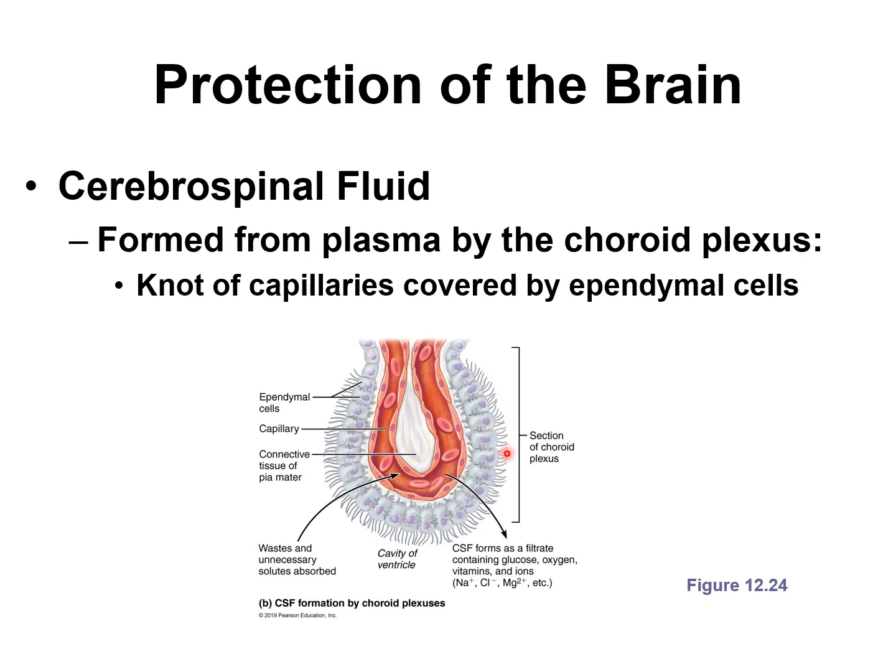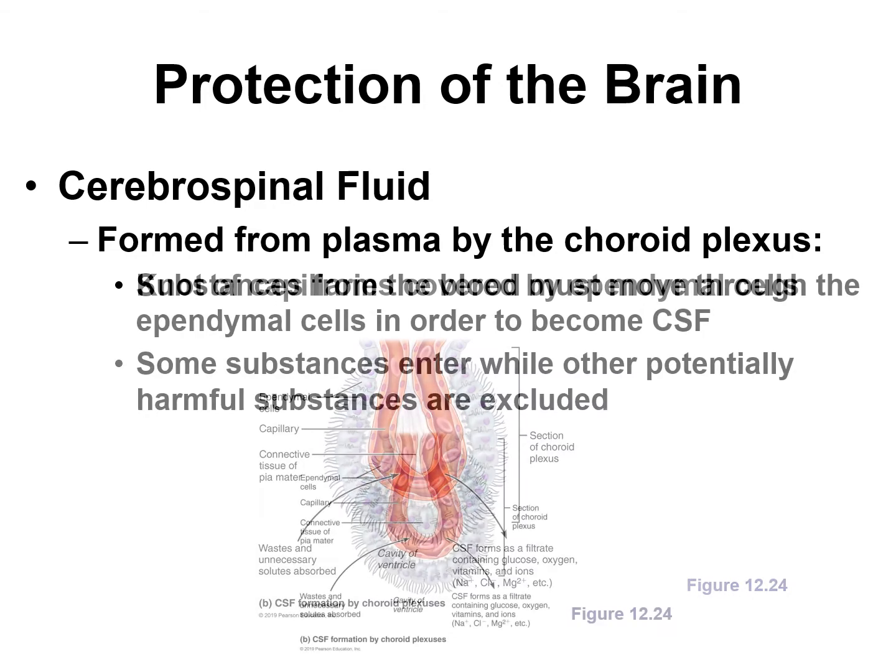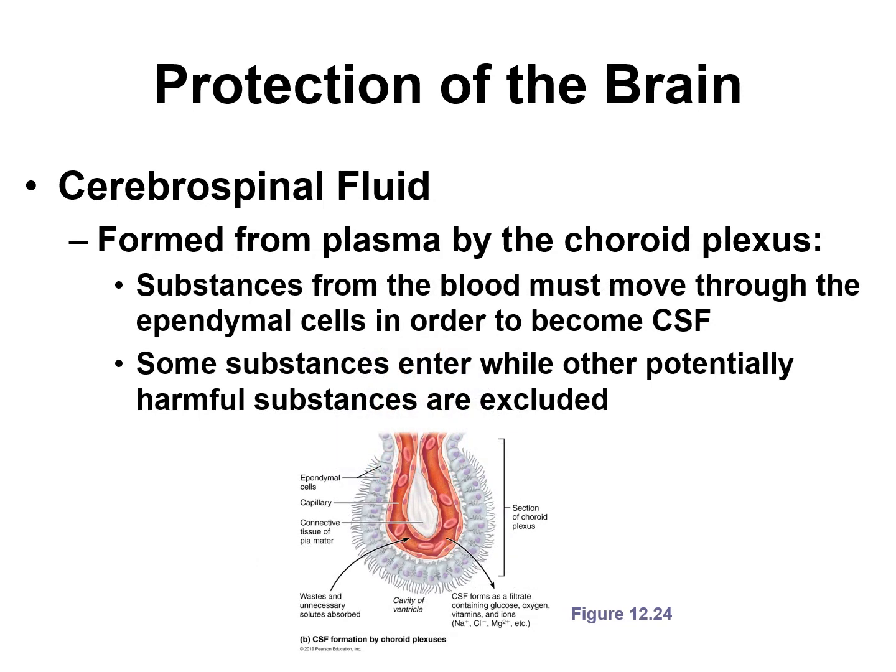Those cilia are used to circulate the cerebral spinal fluid throughout the chambers or ventricles. Cerebral spinal fluid is made from the plasma.